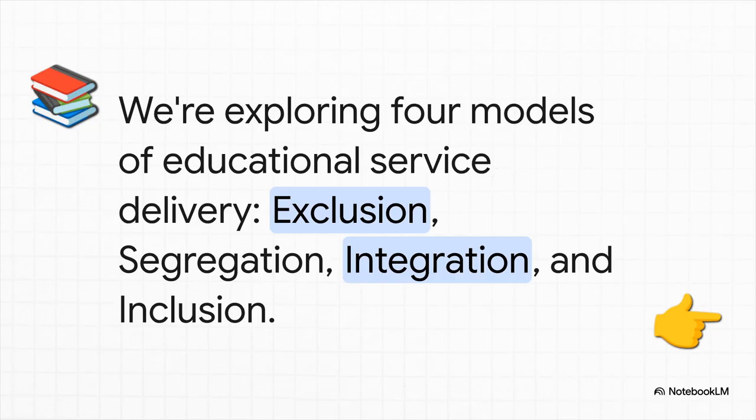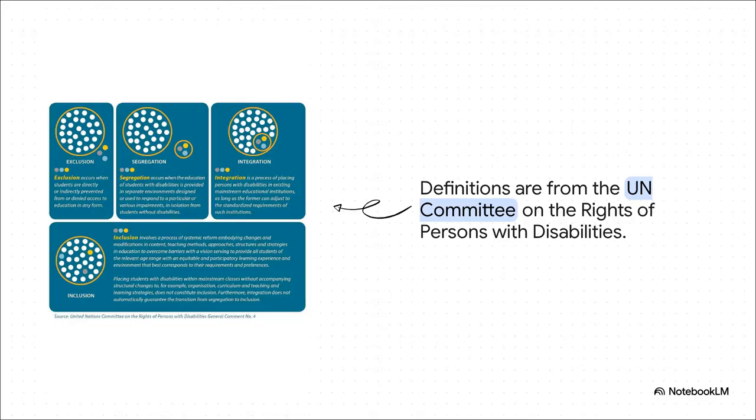These 4 models, exclusion, segregation, integration, and inclusion, represent a real evolution in how we think about disability and education. And to make sure we're all working from the same playbook, so to speak, we're going to be using the official definitions from the United Nations Committee on the Rights of Persons with Disabilities. This gives us a solid, internationally recognized foundation for our whole conversation.